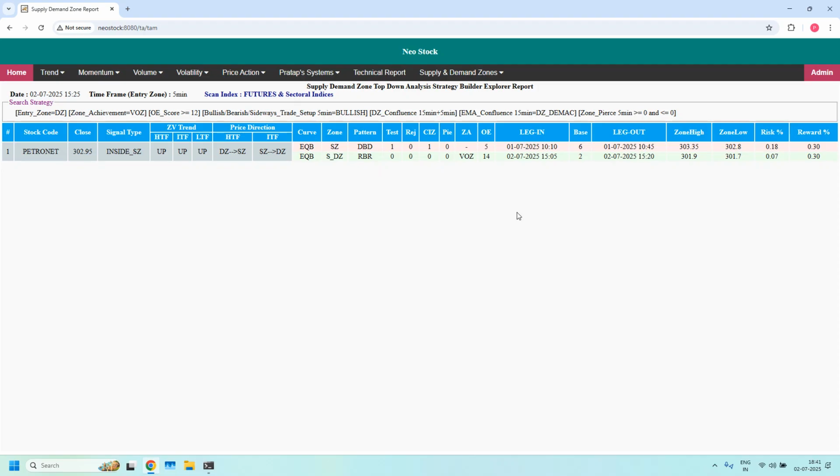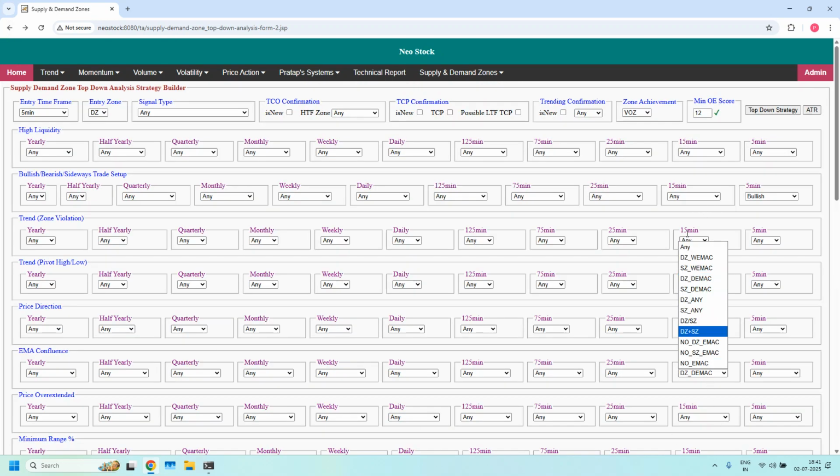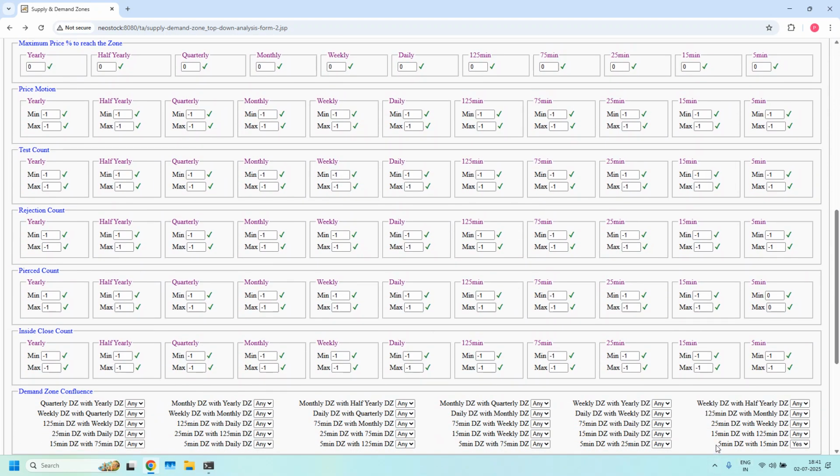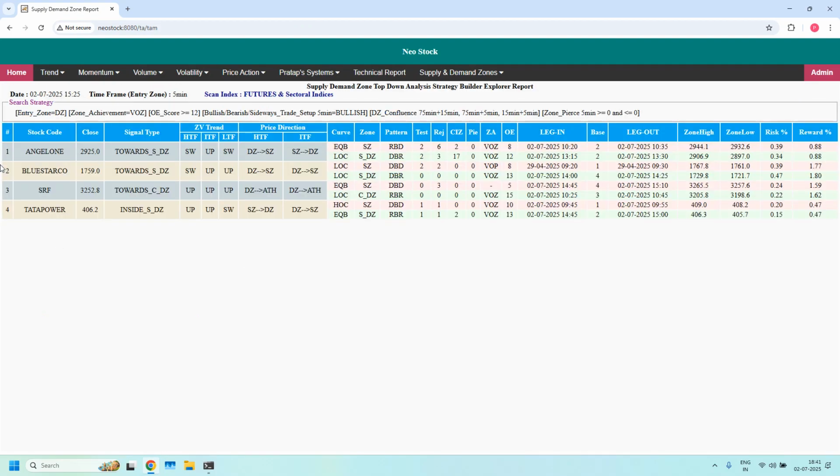Okay, next we will look into LTF, ITF, HTF demand zone confluence supported stocks. Removing EMA filter. Next, in the demand zone confluence, 3 filters we have to set. First one enabled. Next 5 minutes and 75 minutes demand zone confluence. 15 minutes and 75 minutes demand zone confluence. With all the 3 filters, we got 4 stocks.